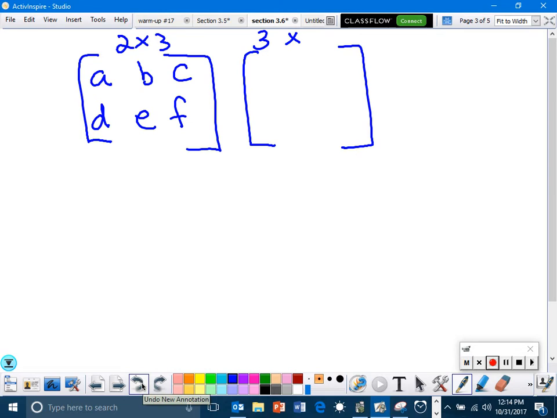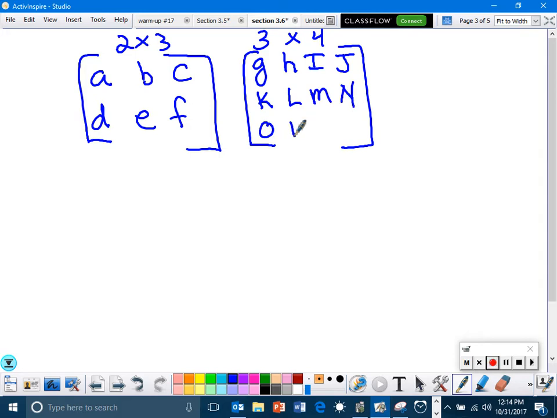I'm going to do a 3 by 4. Whoa, okay. So I'm going to keep going alphabetically here. So G, H, I, J, K, L, M, N, O, P, Q, R.